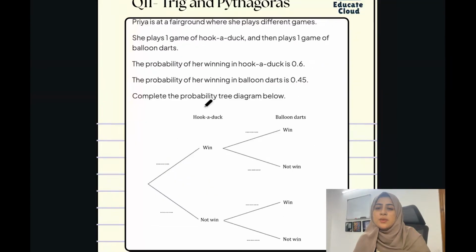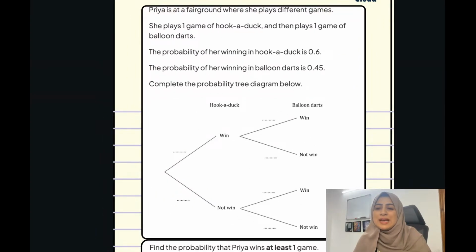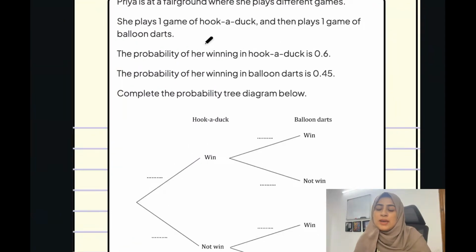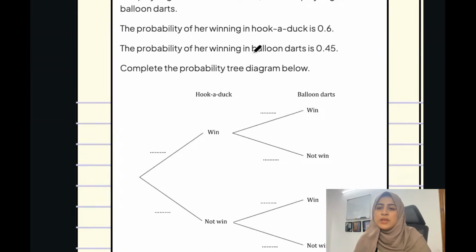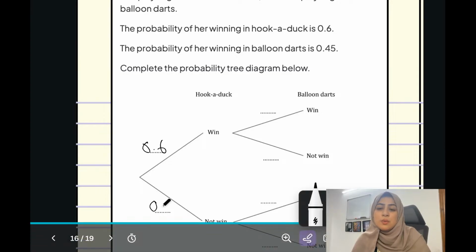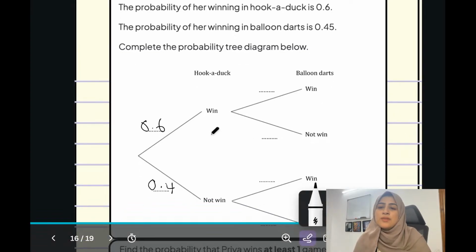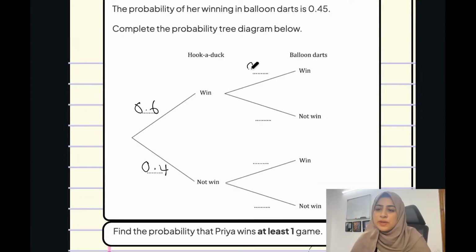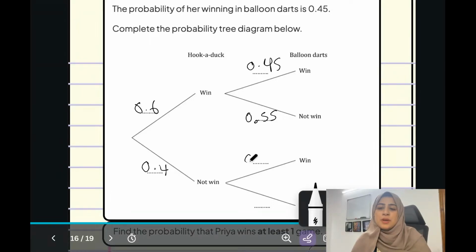And last little question. It says Priya is at a fairground where she plays different games. She plays one game of hook a duck and then one game of balloon darts. So the probability of winning hook a duck is 0.6. So you write 0.6 there. So the probability of not winning must be 0.4. And then for balloon darts, the probability of her winning is 0.45. So the probability of not winning is 0.55 because each branch must add up to 1. For the next part as well, it'll be 0.45, and then it'll be 0.55.